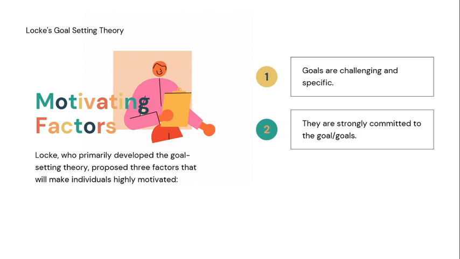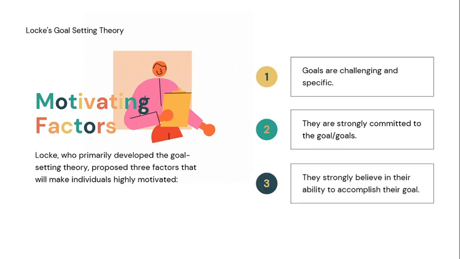Next, they are strongly committed to the goal or goals. If you spend a minute or an hour or a day to do something for your goal, or if you prioritize your goal before other activities, then that commitment can be a sign that you are really serious in achieving your goal. And lastly, they strongly believe in their ability to accomplish their goal. As you imagine yourself having that Coca-Cola body as you exercise or having a 1.5 grade this semester, that could be a sign that you are highly motivated in accomplishing your goal.